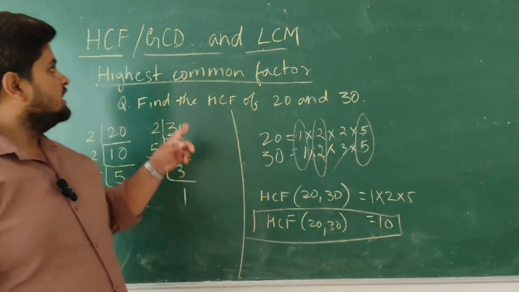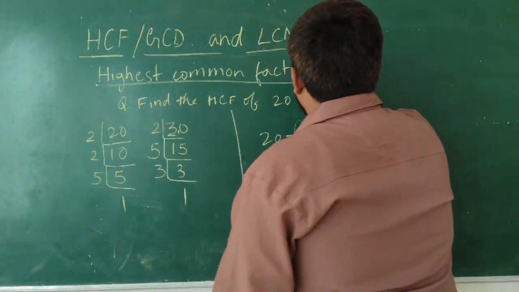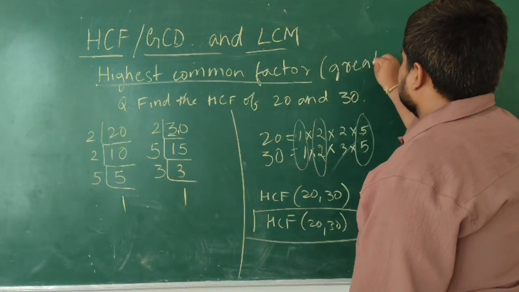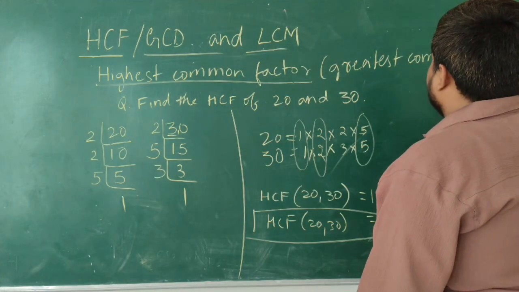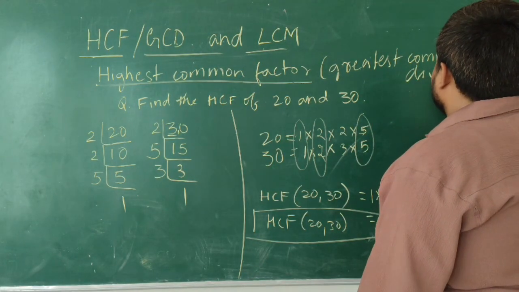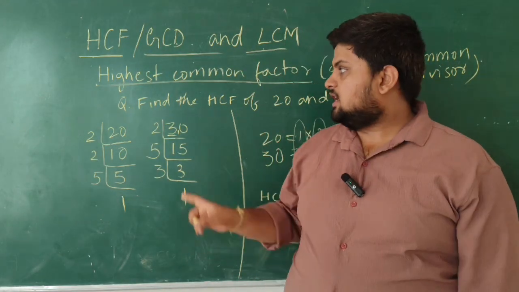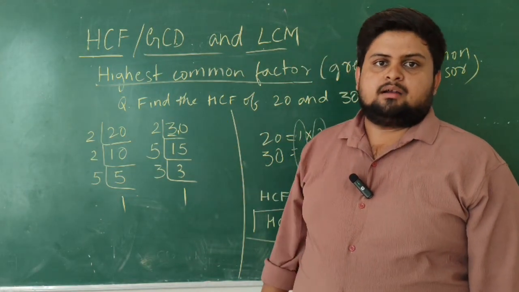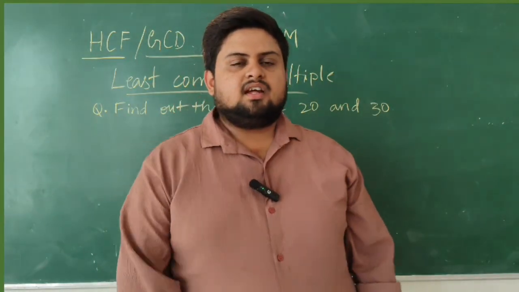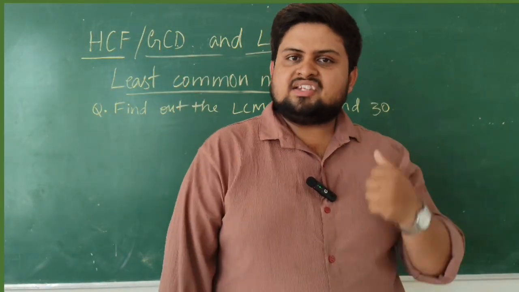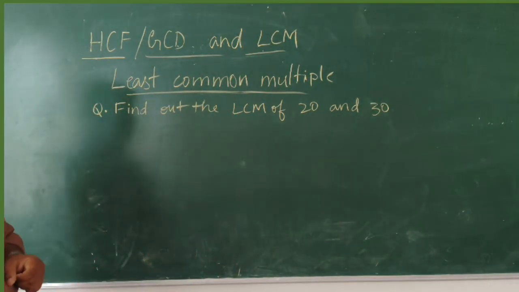HCF can also be regarded as GCD, that is called the greatest common divisor. Both are the same. Now let us look at how to find the least common multiple, that is the LCM of these two numbers. Now we will move on to the least common multiple, that is the LCM of any two numbers.